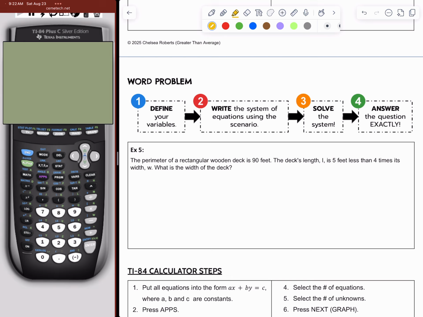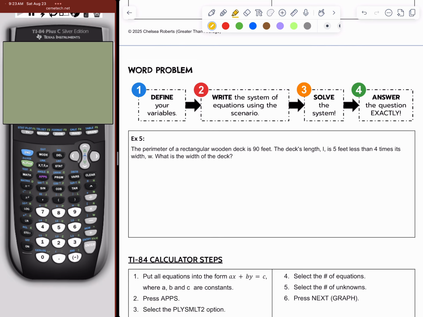Number 2, write the system of equations using the scenario or the words. So basically turn your words into letters and numbers. 3, you want to solve the system by graphing, substitution, or elimination, whichever one is friendly and whichever is quicker. It does not matter. Or whichever one you're comfortable with. And then 4, you want to answer the question exactly. So give them the answer that they want. So make sure you always end with that.